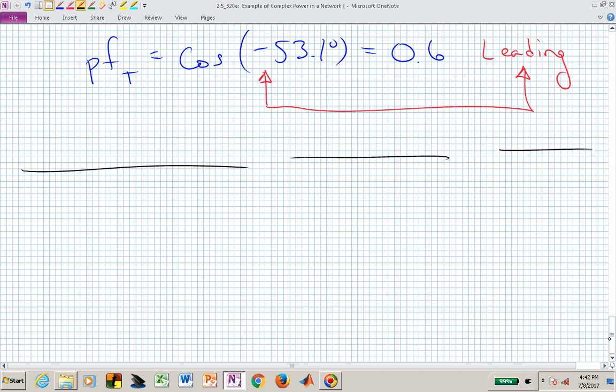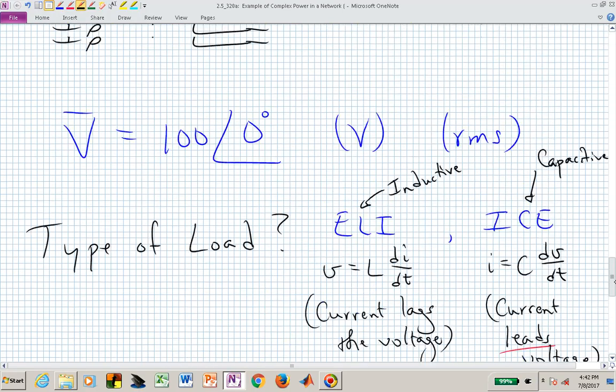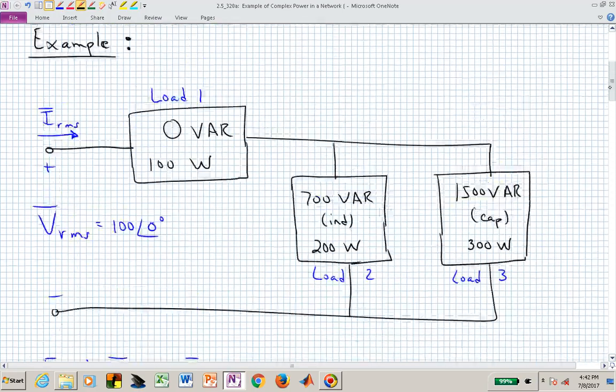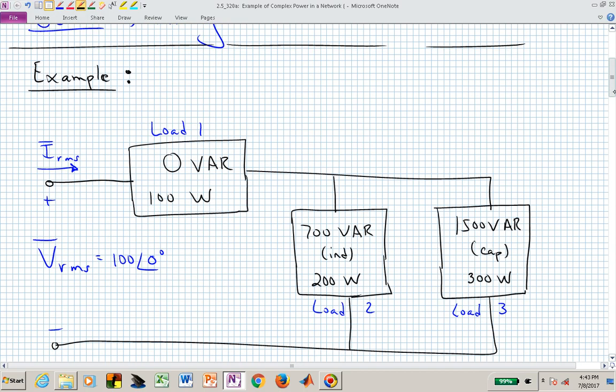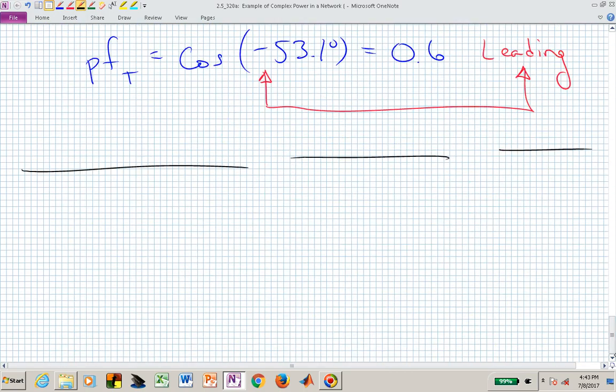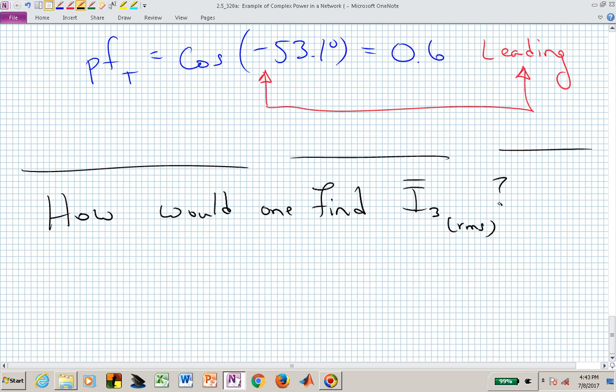What if we wanted to find something a little bit more? We've now found the current supplying that combination of aggregate loads, but what if we wanted to find the current of one of those loads on the right? In particular, maybe the far right load. So let's ask another question: how would one find the RMS value of I sub 3?